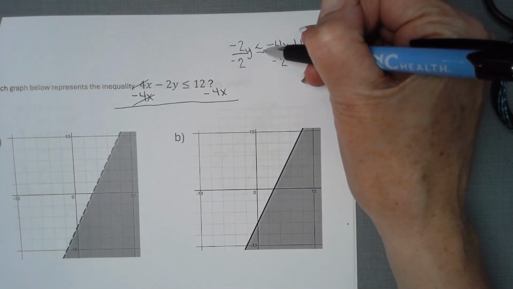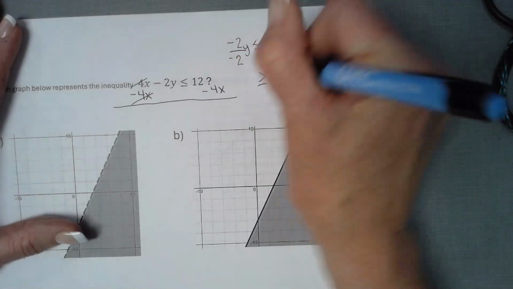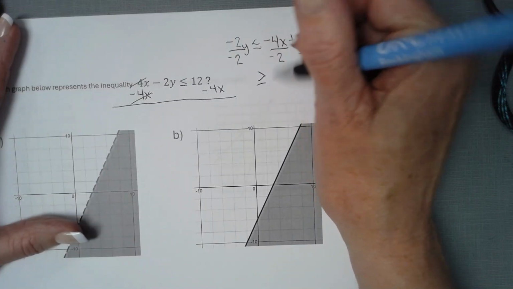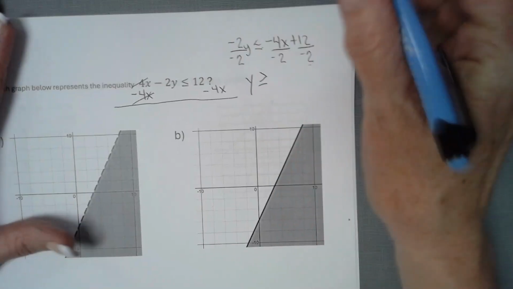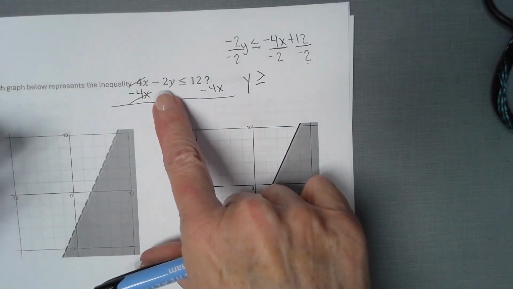The inequality symbol switches direction. You will be tested on that. The inequality symbol is no longer less than. It is now greater than, because you divided both sides by a negative number. So that's the problem with standard form.